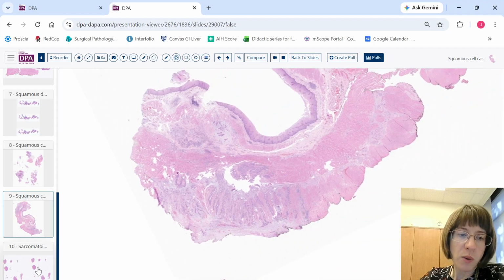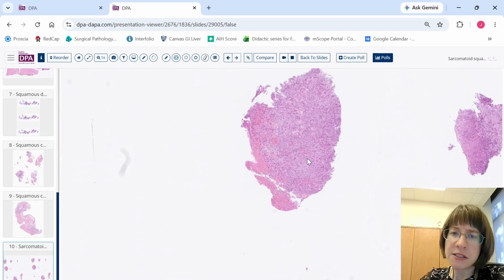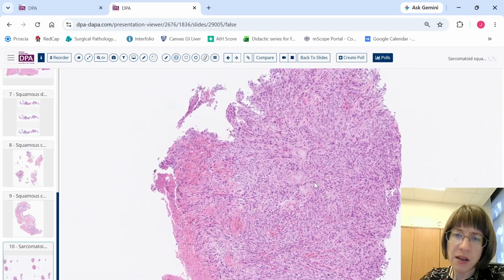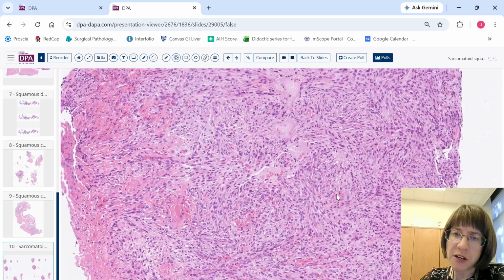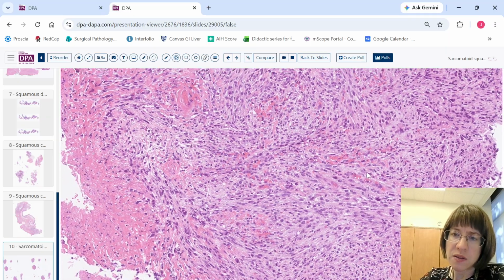All right, moving on to one final interesting case. This is an example of a case that I got as a consult that was fairly challenging. So this was, I believe, a stricture in the esophagus. And the first thing I see here is a spindle cell proliferation. So that always raises a fairly broad differential diagnosis.